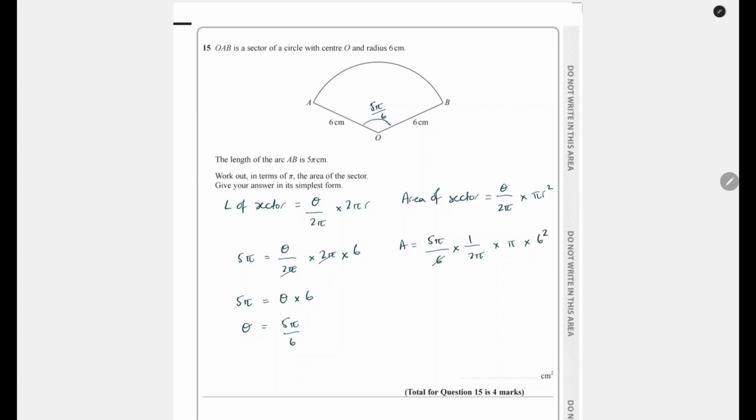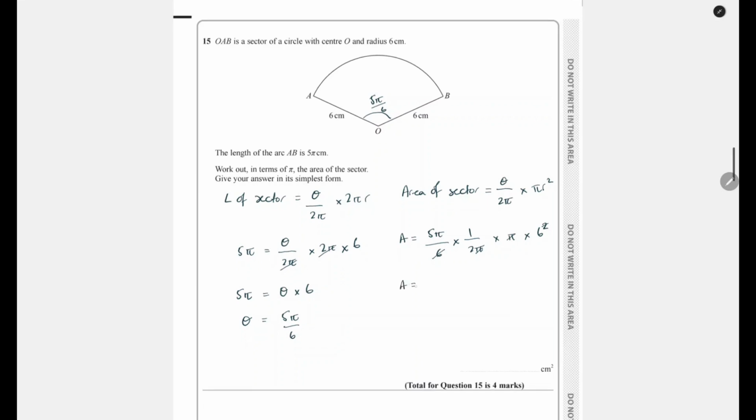Well, the 6 at the denominator and 1 of the 6's at the top is going to cancel out. The pi is going to cancel out from the 2 pi. And that leaves us with the area of 5 pi multiplied by 6 over 2. That's equal to 30 pi over 2, which is equal to 15 pi. And so the area is 15 pi centimeters squared.